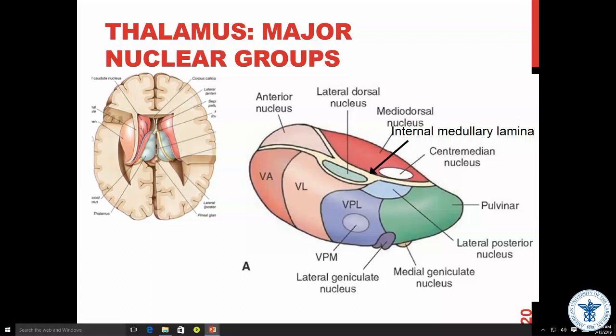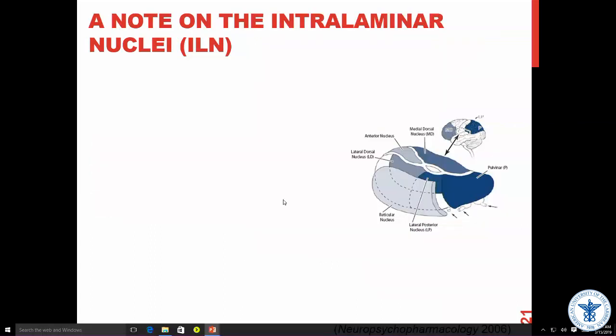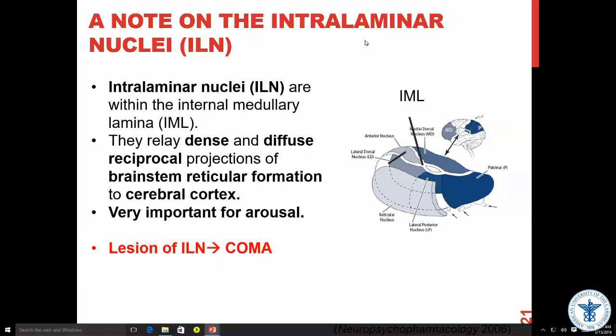So, there's so much the thalamus does. Okay, we'll talk more about thalamus post-exam. When I start talking about limbic system, learning and all that, we'll again talk of thalamus, because all these other nuclei are involved there. These nuclei we still have not talked about. We are not talking about this anterior, not about middle dorsal, VAVL. We'll talk about all that. So, a special note on interlaminar nuclei. They relay dense and diffuse reciprocal projections to brainstem reticular formation to cortex, very important for arousal. Lesion of that leads to coma.